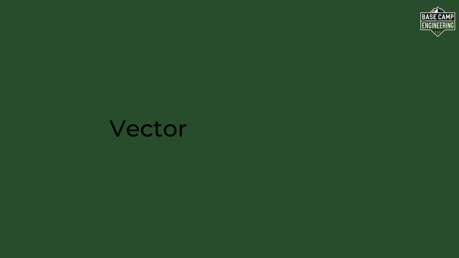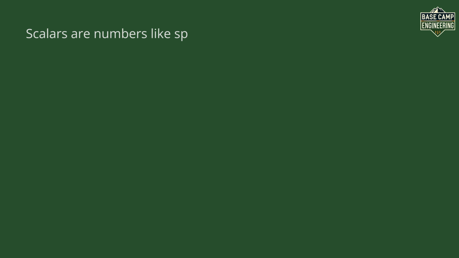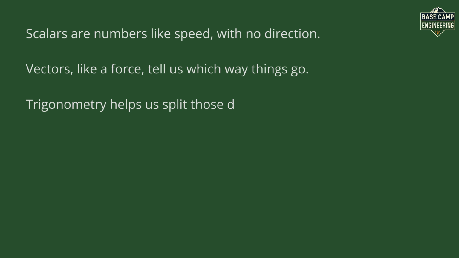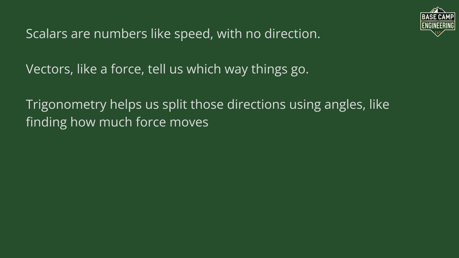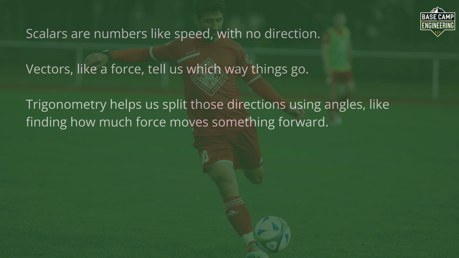That's a wrap on vectors, scalars, and trigonometry. We have learned so much today. Scalars are numbers like speed with no direction. Vectors, like a force, tell us which way things go. And trigonometry helps us split those directions using angles, like finding how much force moves something forward. You have seen these ideas in action with bridges, airplanes, and soccer kicks. I hope you are feeling more confident about forces and motion now.